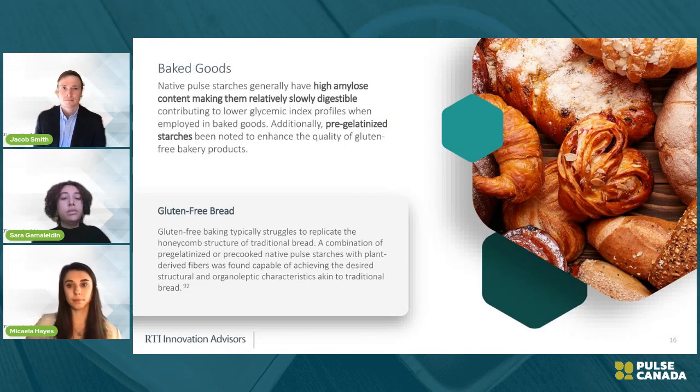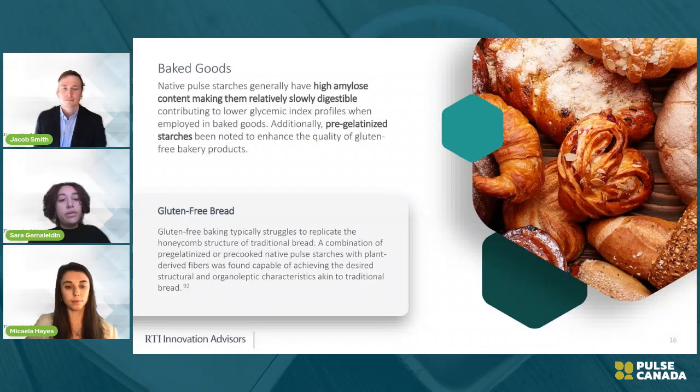Next, we have baked goods. Native pulse starches usually have a high amylose content, which makes them relatively slowly digestible because of their lower glycemic index. Additionally, pre-gelatinized starches enhance the quality of gluten-free products.